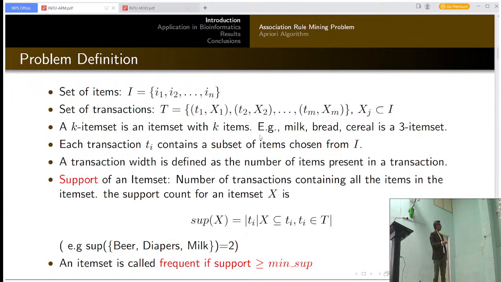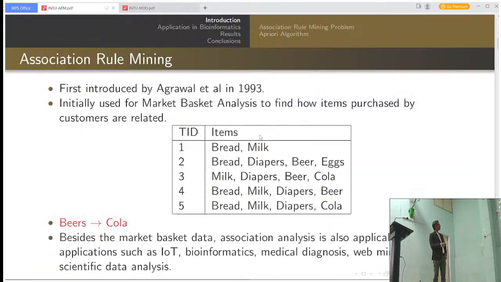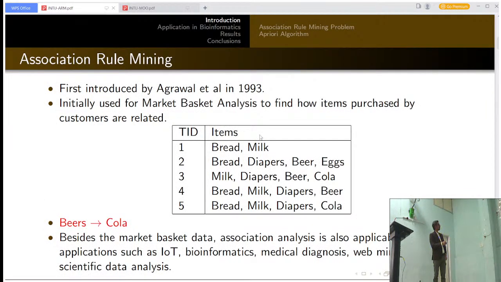So for example, in the previous data set, if we count the support of beer, diapers, milk, we have to find out in how many transactions all these three items have been purchased. So beer, diapers, milk. I think this example actually does not correspond to that. Beer, diapers, milk. So actually the support is 2, right?